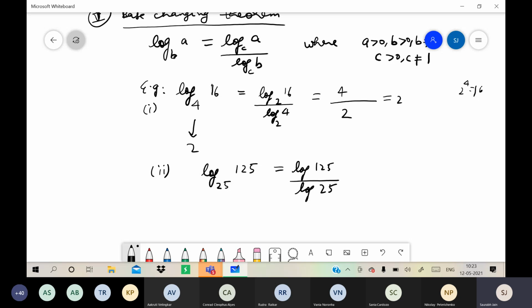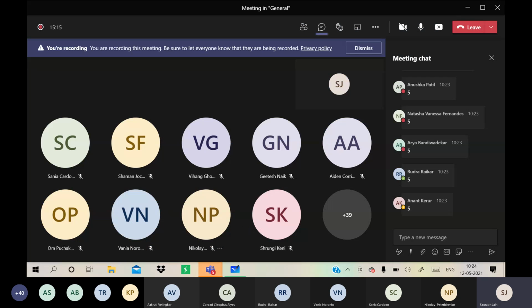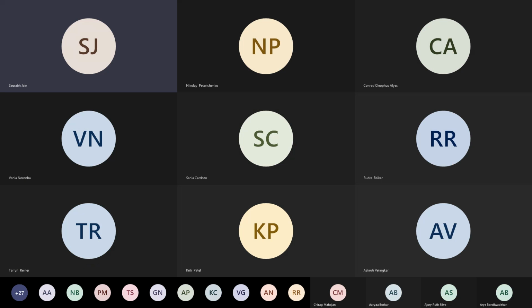Write in the comment section what base you will select. Write in the comment section only and tell me what will be the base that you will select here. Very good. Absolutely correct. You will take the base as 5. Good.